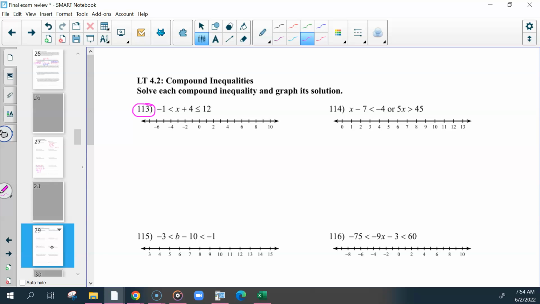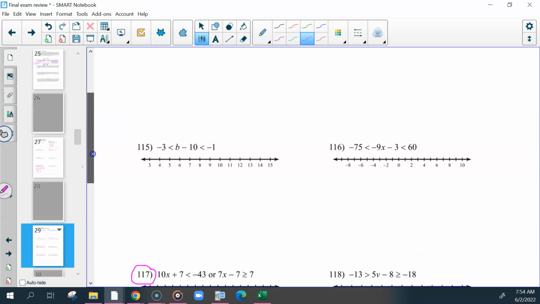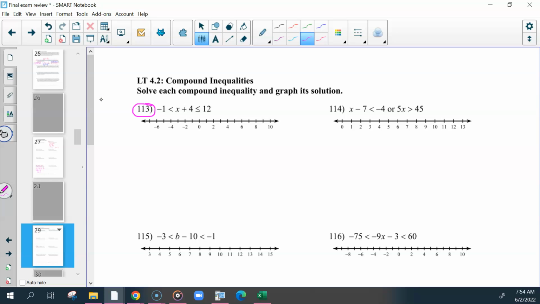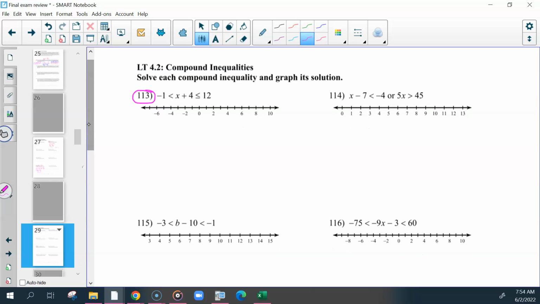On the next page, we're doing compound inequalities. We just did this not too long ago, so hopefully it's still somewhat fresh in your mind. We're going to do an "and" and an "or." For 113, this one is an "and."